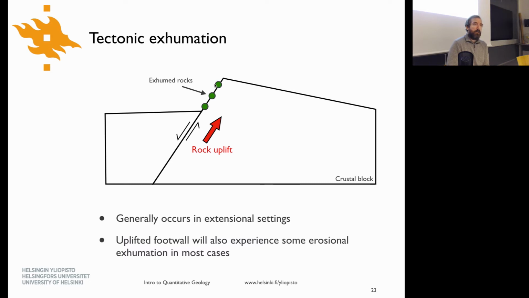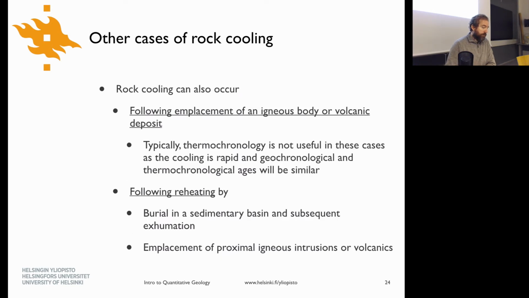And often, if you're uplifting the surface when you do this, so there are places like the Basin and Range in the western US, where there's active extension and nice mountain ranges being formed. When you uplift the Earth's surface, of course, you also get some erosional exhumation in combination with this tectonic exhumation. So these are different ways in which rocks can cool and come up to the Earth's surface. Of course, there are other things that can happen as well. You can have emplacement of igneous bodies, so some kind of volcanic deposits or whatever.